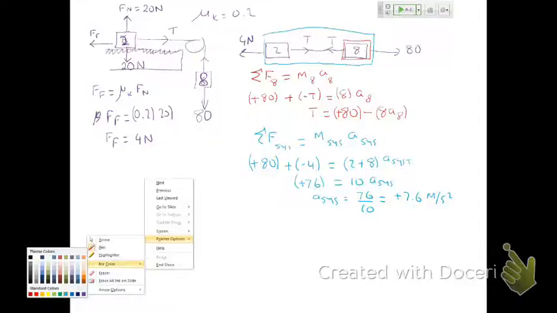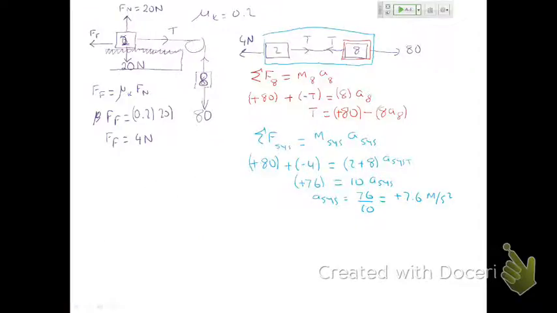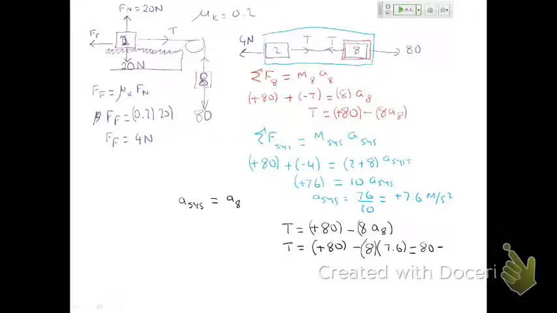And then the next little bit I want to do is some math. We'll just go to black. And I say, if t is equal to plus 8t minus 8 times the acceleration on the 8, and if I recognize that the acceleration of the system is equal to the acceleration on the 8, I can say t is equal to plus 8t minus 8 times 7.6, which equals 8t minus, well, let's just do it.